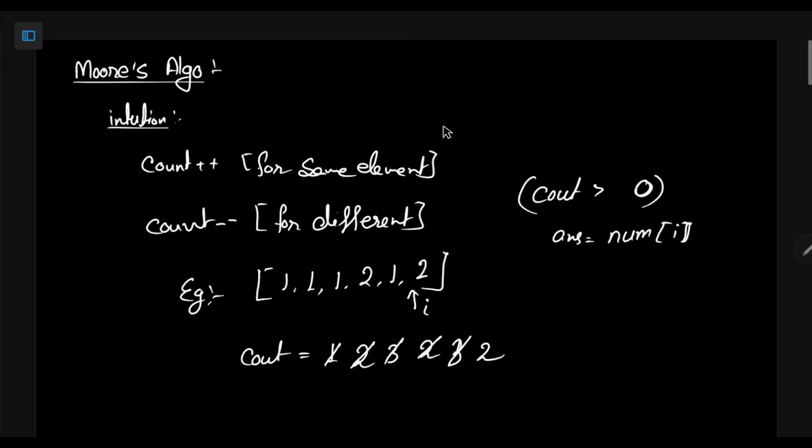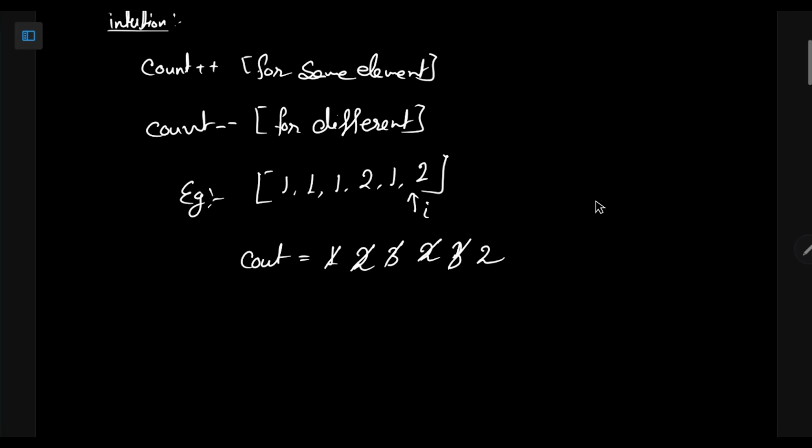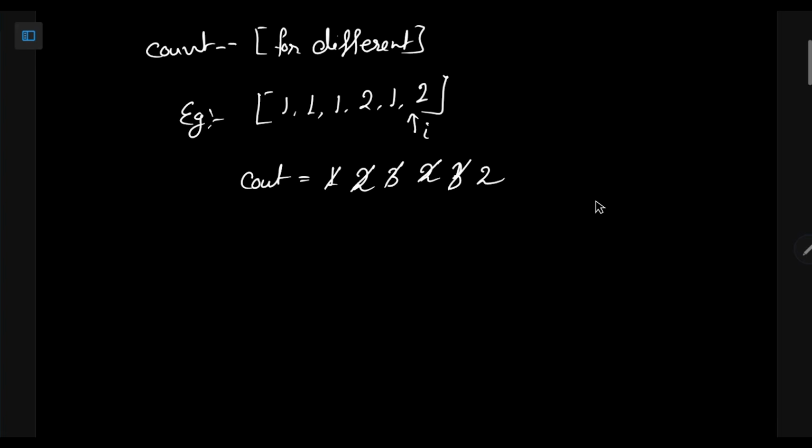Our answer is equal to nums of I. There is another example. Now we will see the pseudocode. For pseudocode, for int I is equal to 0 and I less than n and I plus plus, and then there will be an integer answer. Initially we will set answer to 0.